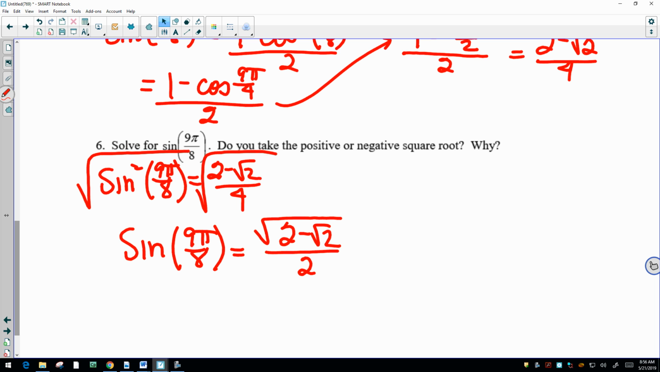Well, be careful. Your angle is 9 pi over 8. 9 pi over 8 is really in the third quadrant. So since 9 pi over 8 is in the third quadrant, we have to take the negative. Sine in the third quadrant is going to be negative. So you just have to watch your original angle to determine positives or negatives.